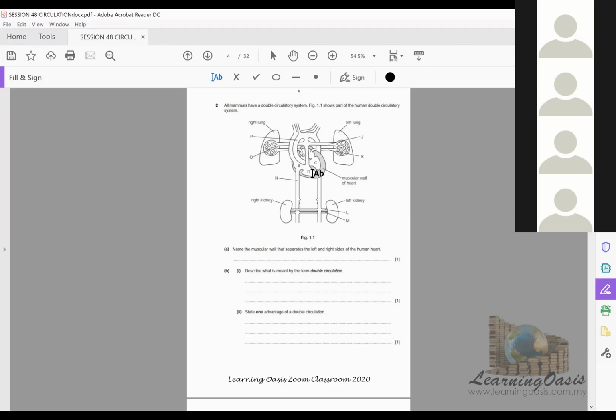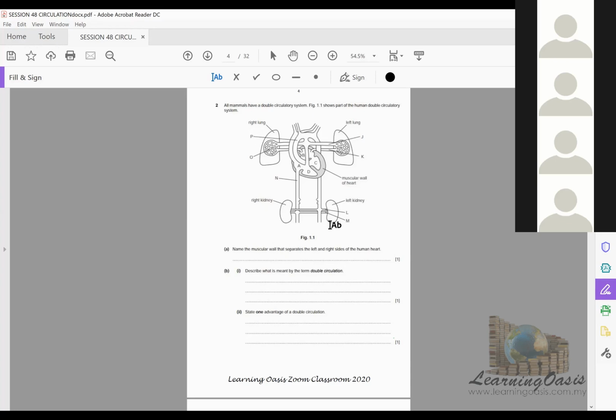It goes to your D, which is your right ventricle. Comes out through J, which is the pulmonary artery. The blood will be oxygenated at the lungs. It comes back through your K, which is the pulmonary vein, into your left atrium, and then left ventricle. From the left ventricle it comes out through the aorta, which is P.